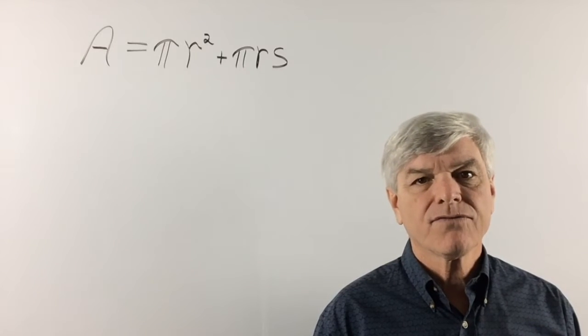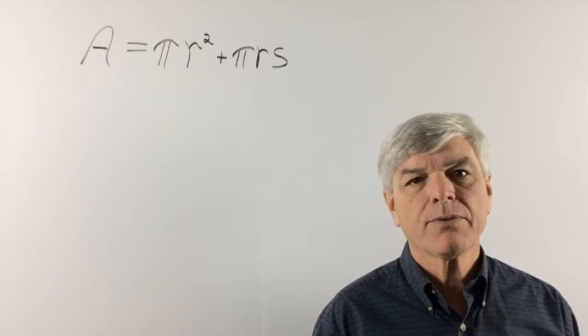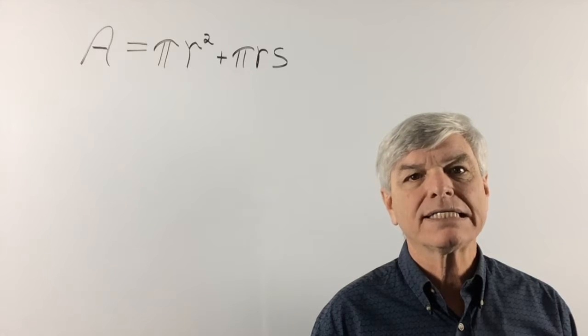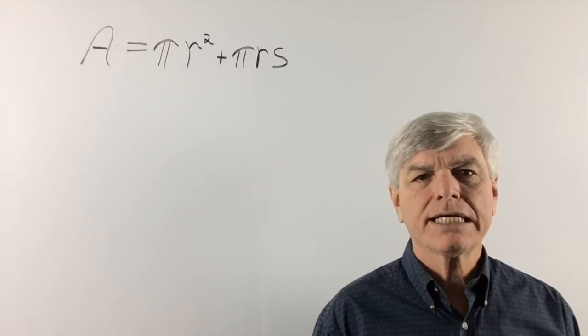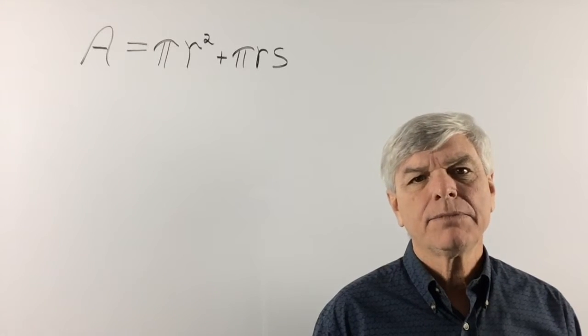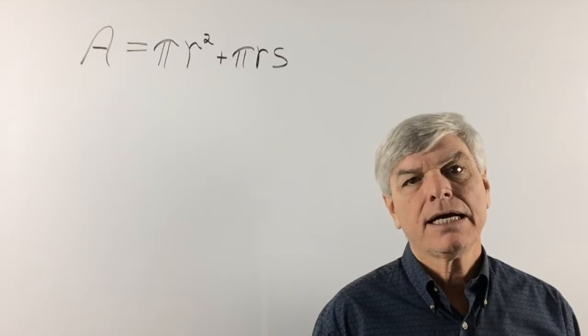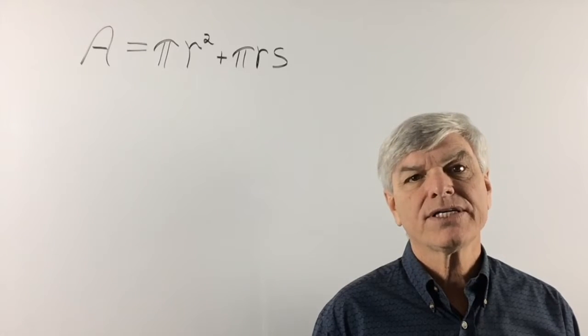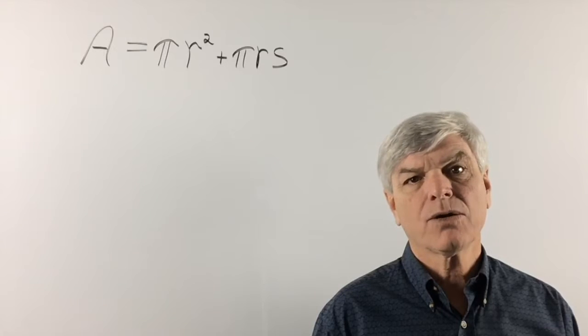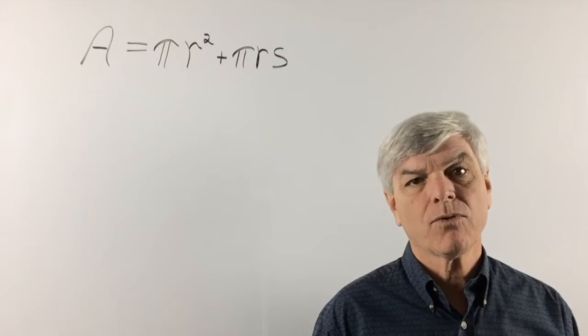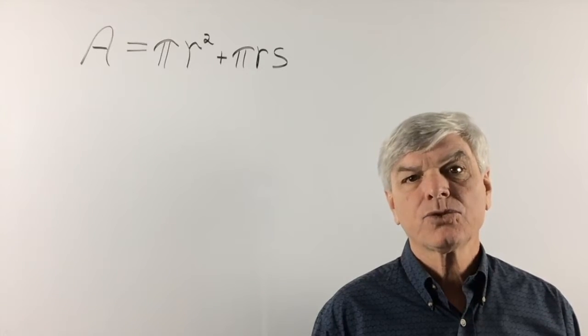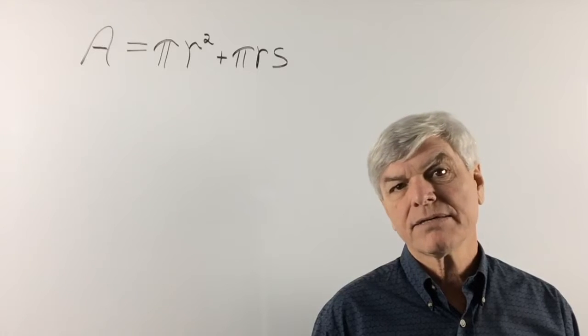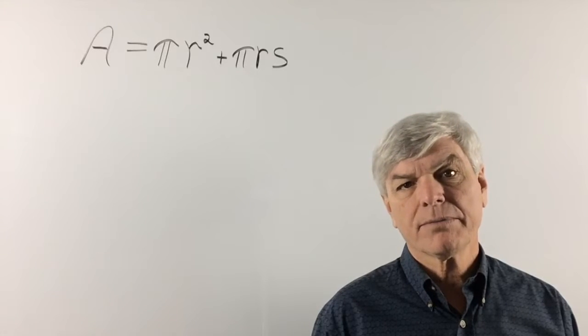And here we have another formula. Area equals pi radius squared plus pi radius s. Can't remember what the s stands for. I think it's side, but you don't need to know that. And we're going to treat all these as variables. You're not going to worry about what this is a formula for. And just treat every one of these symbols as if it were a variable.